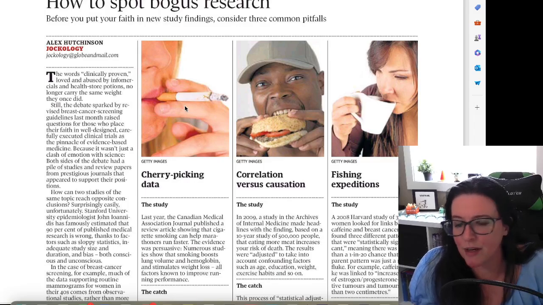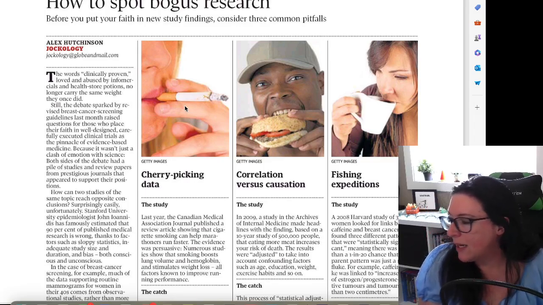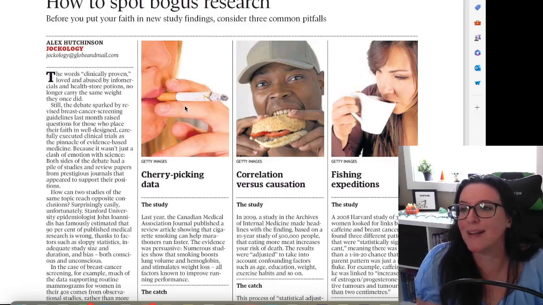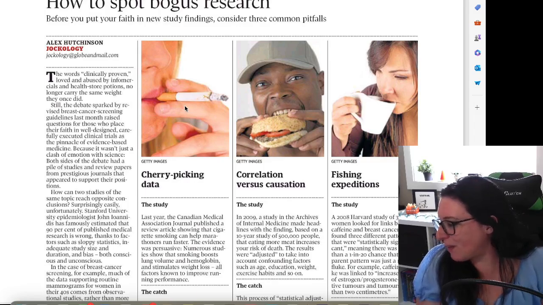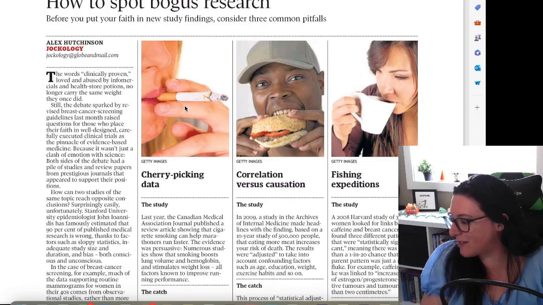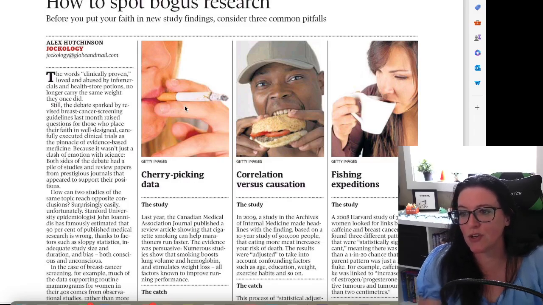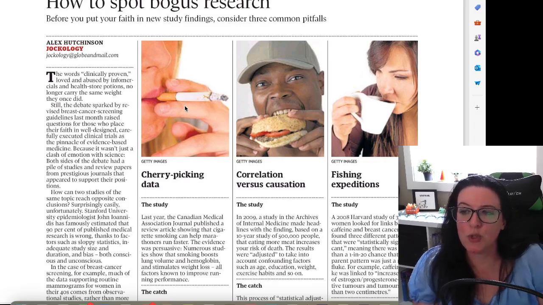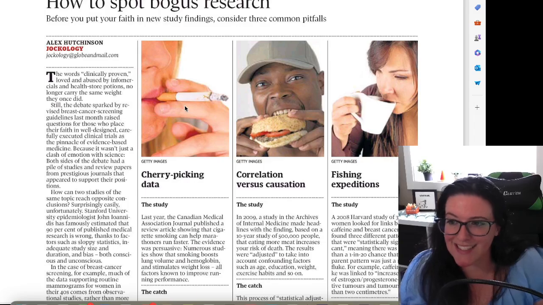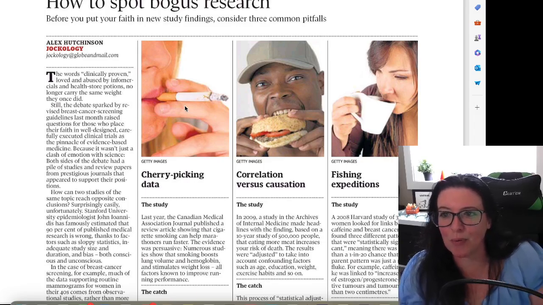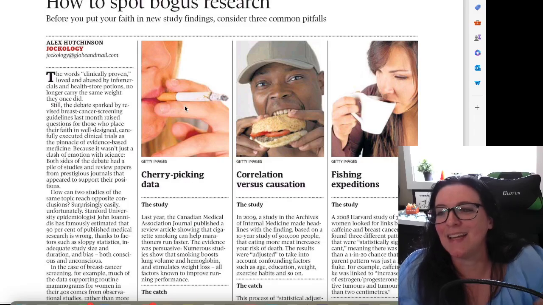Another one we have here, this article talks about how caffeine causes breast cancer. And so you've got to be careful about fishing expeditions. This one found caffeine intake was linked to increased risk of estrogen, progesterone tumors. And so finding patterns and whether these patterns are statistically significant, we do want to make sure that we're doing rigorous statistical analysis and following appropriate processes in model design and in our analysis.